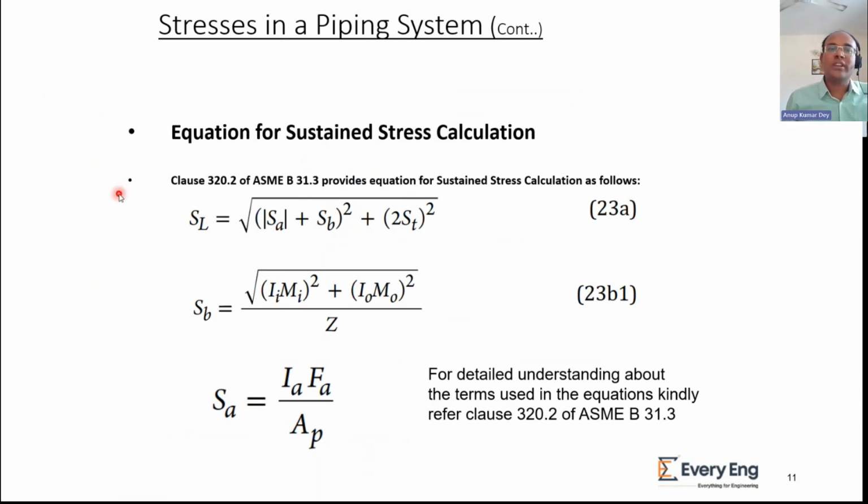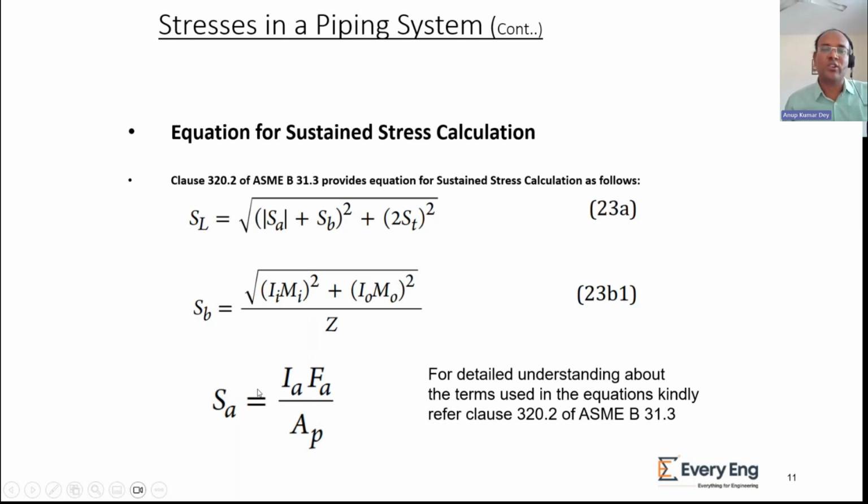Now, how does the code calculate the sustained stresses of the system? These are the formulas based on which the sustained stresses are calculated. So sqrt((SA + SB)^2 + (2ST)^2). SA is axial stress, SB is bending stress, and ST is torsional stress. Each of these terms also has its own equations.